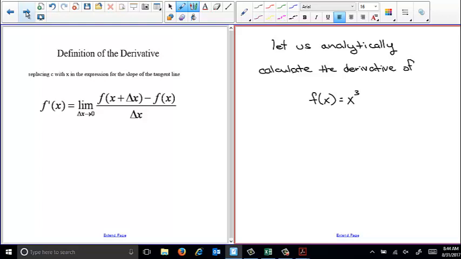Here's the formal definition, the one that we'll use from now on. Instead of saying the derivative equals, we'll say f prime of x. The prime again means take the derivative. So the definition of the derivative is the limit as delta x goes to 0 of f of x plus delta x minus f of x, divided by delta x. Let's do another example for today. We should be able to do it in 15 minutes.